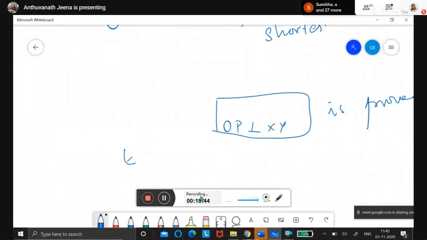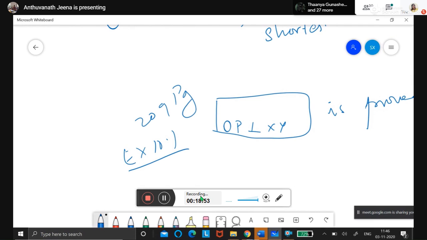Exercise 10.1, page number 209. First question: How many tangents can a circle have? How many tangents can you draw in a circle? Many tangents, every side. Infinite.